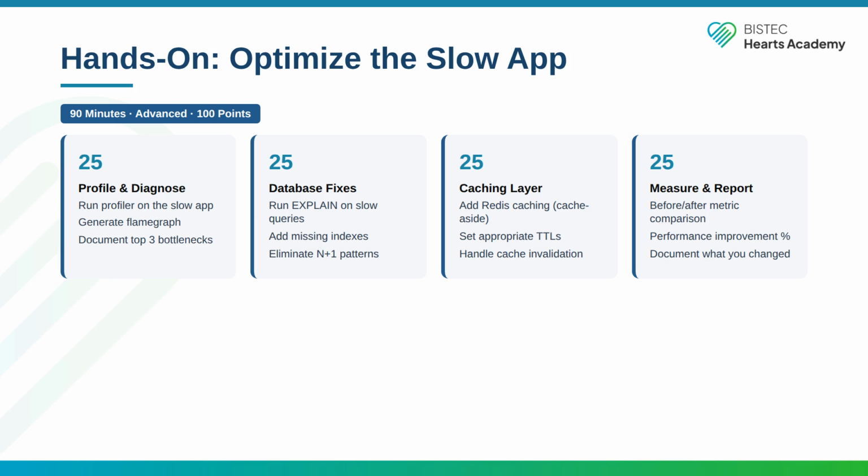Database fixes is the second area. Run explain on the slow queries. Add the missing indexes. Find and fix the N+1 query patterns. The key evidence here is showing the before and after explain output.